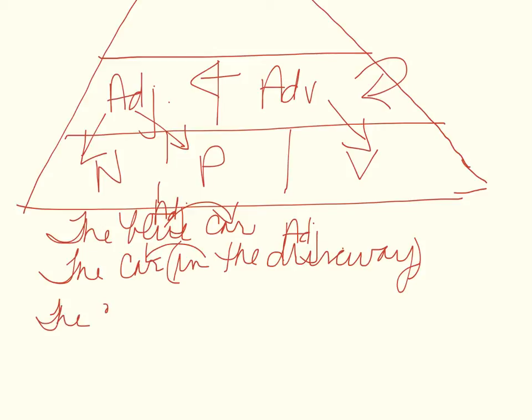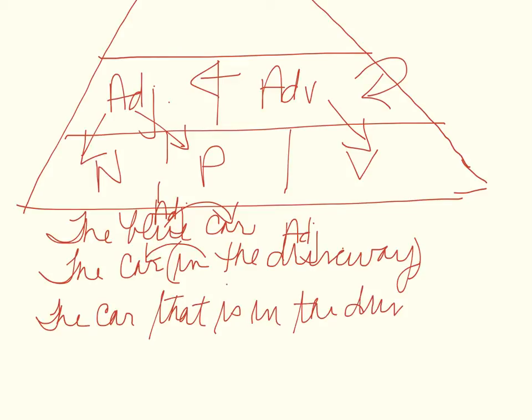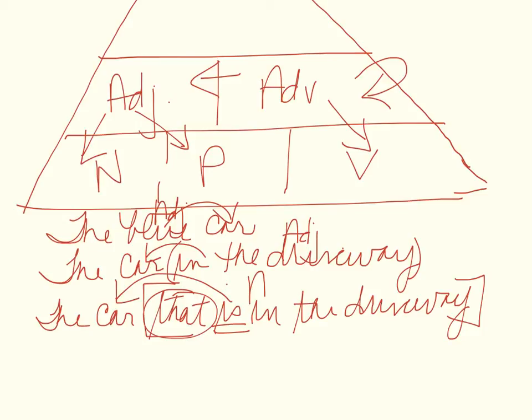If I said the car that is in the driveway, I have added a subject and a verb to my modifier. That makes it a clause. I'm going to put brackets around my clause. Here's my verb, here's my subject. That clause is still describing the car, therefore it is an adjective. So adjectives modify nouns and pronouns no matter what, whether they are single words, phrases, or clauses.